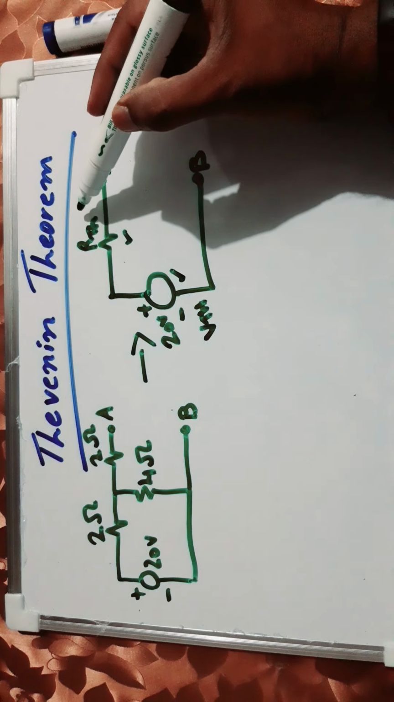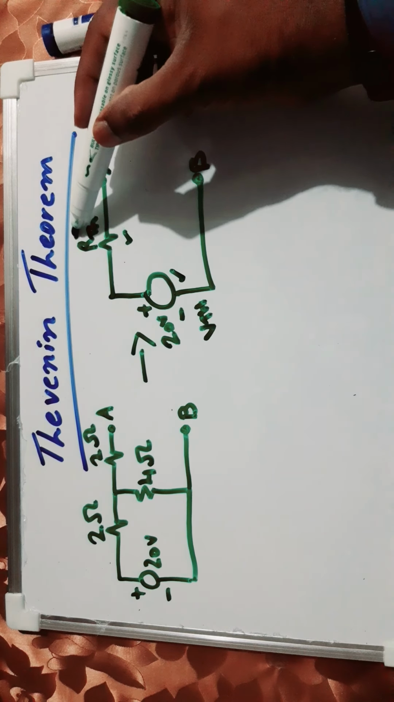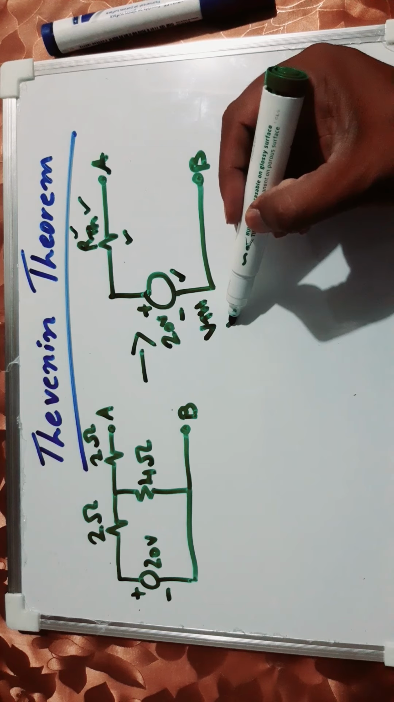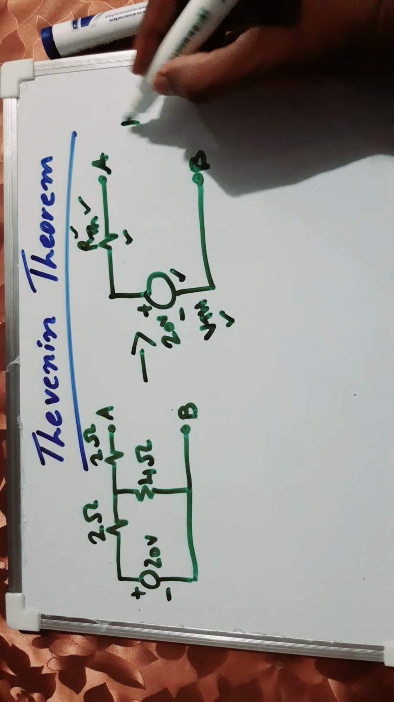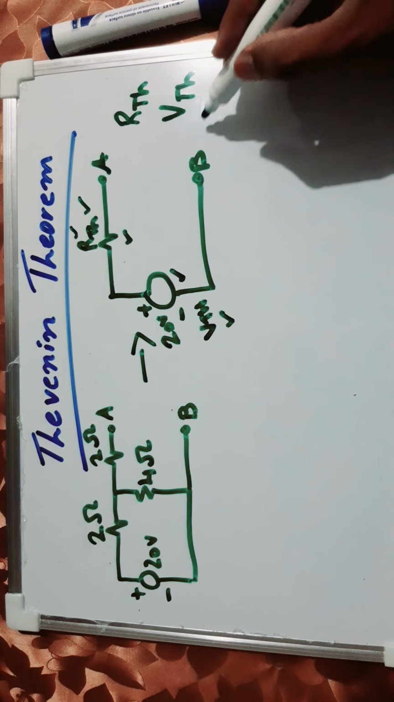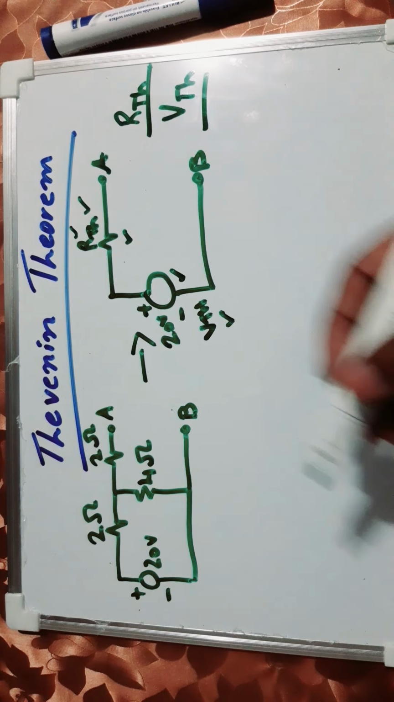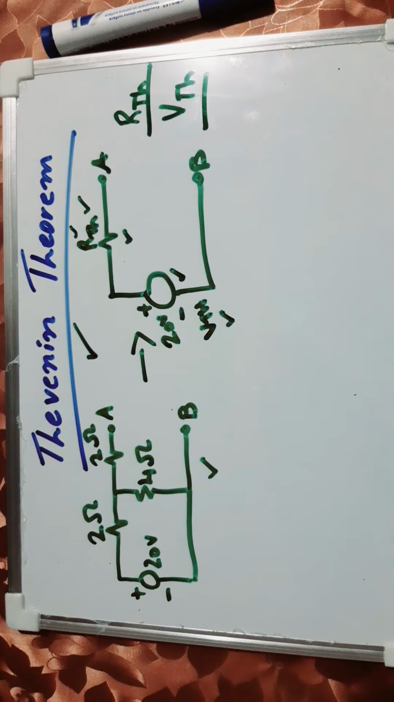So what is RTH? RTH is the Thevenin equivalent resistance, and this is Thevenin equivalent voltage. Whenever we have to solve the circuit as per Thevenin theorem, we have to find these two things: Thevenin equivalent resistance and Thevenin equivalent voltage. These two things should be found in any linear circuit when it is simplified as per Thevenin theorem. So today we will do the problem in which there will be a voltage source and resistance.